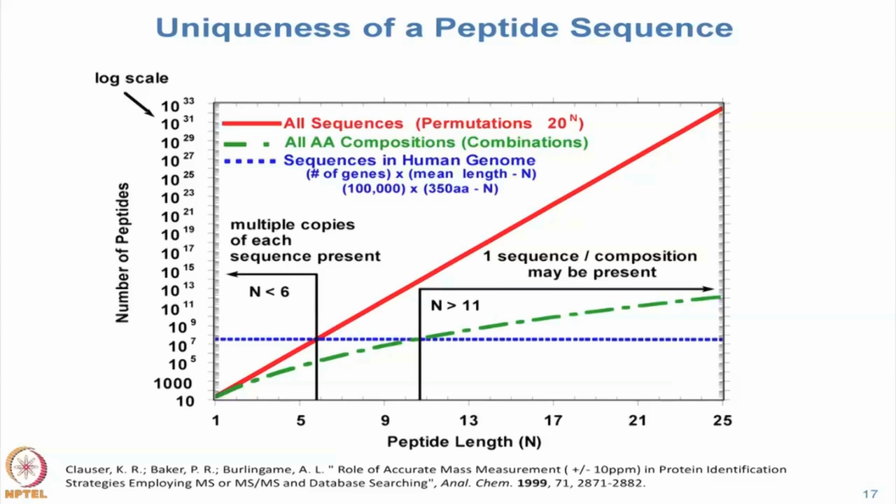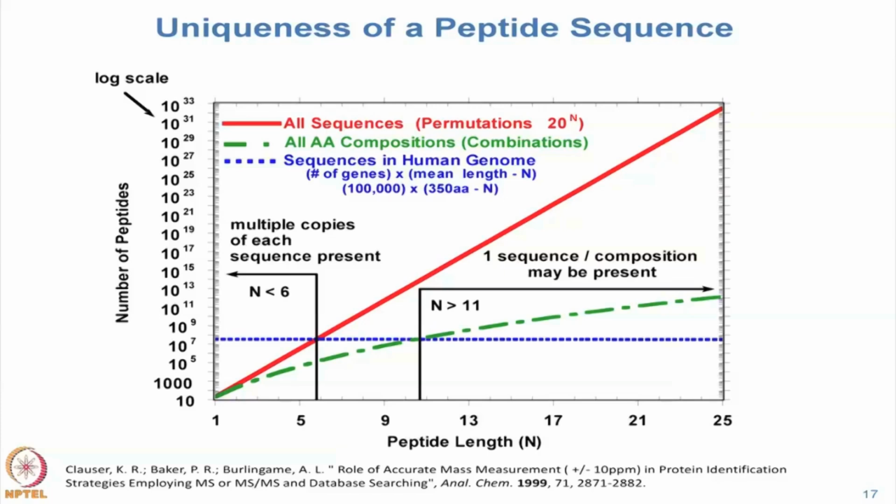Given the peptide length here, I wrote a program, one of my first programs, to go through and count how many peptides there were going to be at that length, given these assumptions. The red line is the simplest one: if you could make all possible sequences and count them, that's how many there would be. Then the blue line is how many peptides there would be in the human genome.